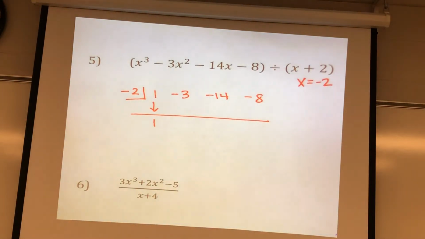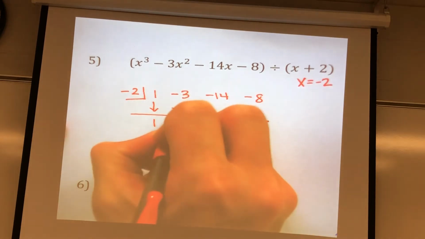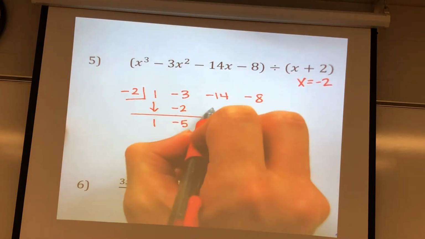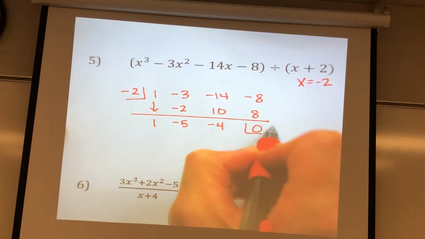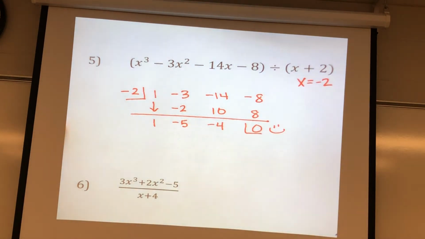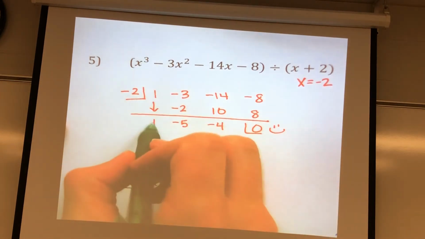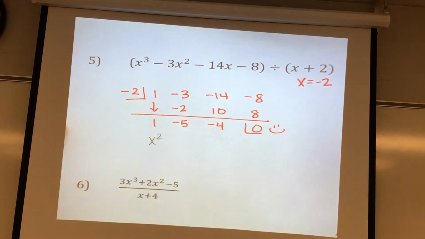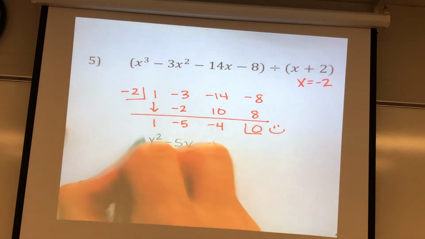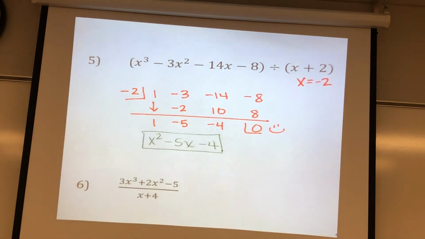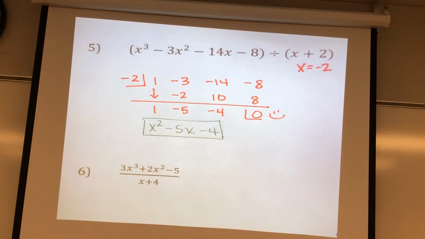Now if you remember the pattern of multiplying and adding, hit pause, try to calculate that all the way through and see if you come back and get the same answer. All right, negative 2 times 1 is negative 2, negative 5, 10, negative 4, 8, and looky there, we got a 0 again. So perfect. We're going to change all of those into coefficients in a polynomial. So we had a cubic. That means this first one is now a quadratic, or a square. Minus 5x minus 4. Ta-da!